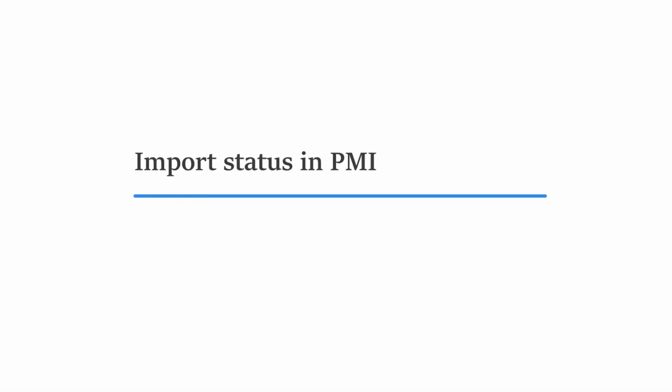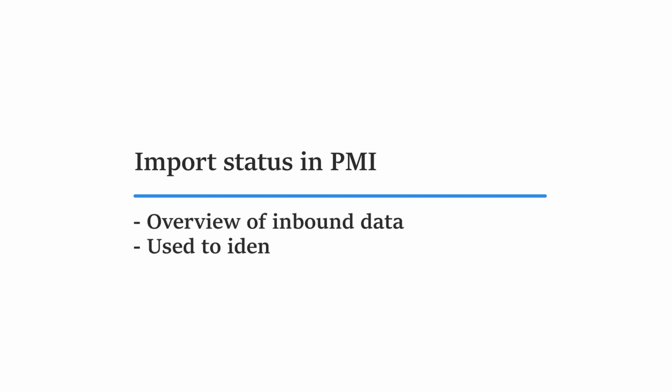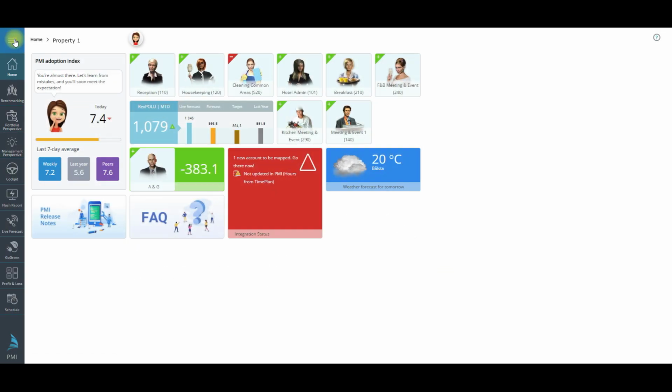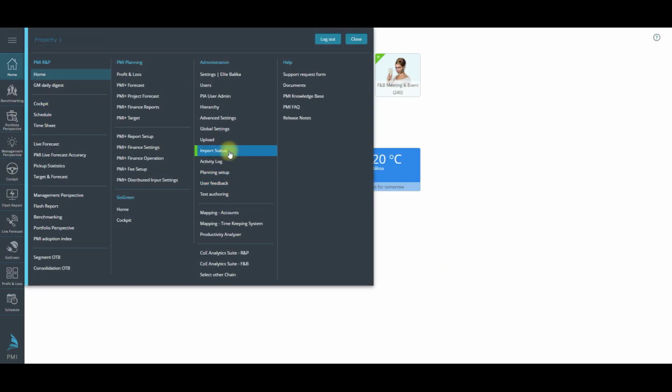When working in PMI, it is important to ensure the data being used is relevant and up to date. The import status page in PMI provides a quick overview of the status of all inbound data. Use this page to monitor data imports, identify missing data, and find help to resolve any issues. Import status can be accessed via the main menu.